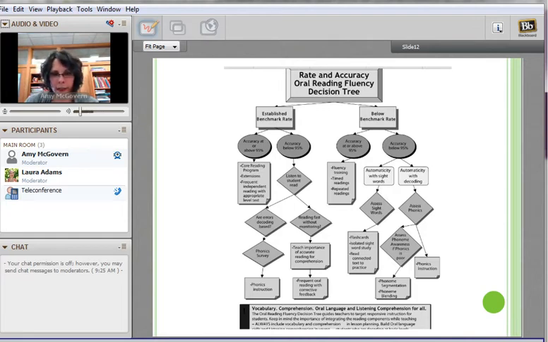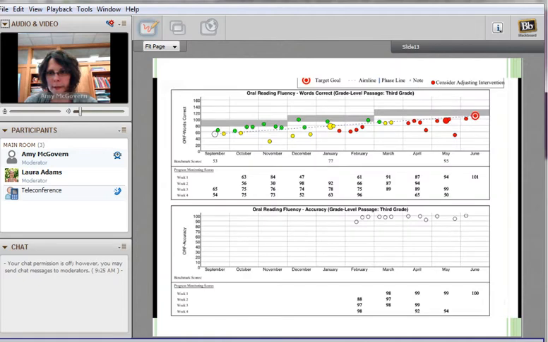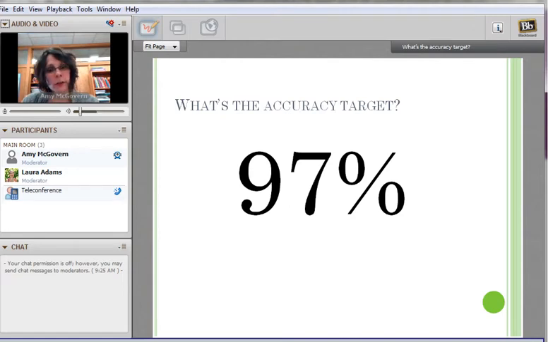So it's important to look at kids. Are they established in their benchmark? What do we do if they are? If they're not, what do we do and how do we approach this? So let's keep going. I'm going to come back to that slide. So the target is 97%. That is our target for accuracy.